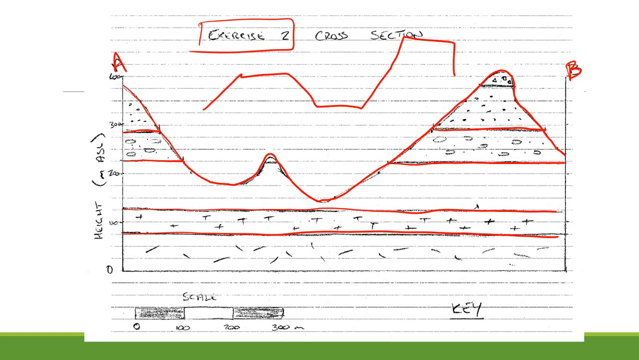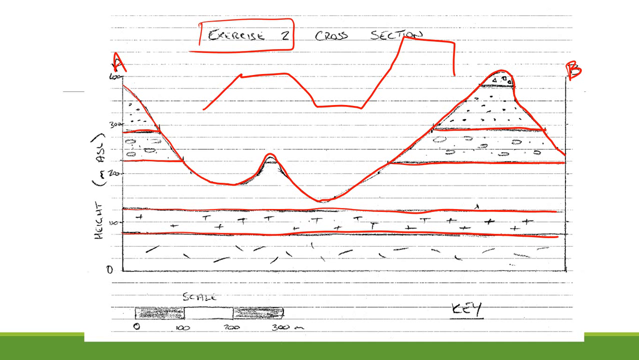Just because they're not present on the surface doesn't mean it's not important to include them on your cross section. Remember, your cross section is a predictive model. You're trying to say what's happening under the ground. Just because you haven't seen it on the surface doesn't mean it's not under the ground. So you do need to put these units onto your cross section.